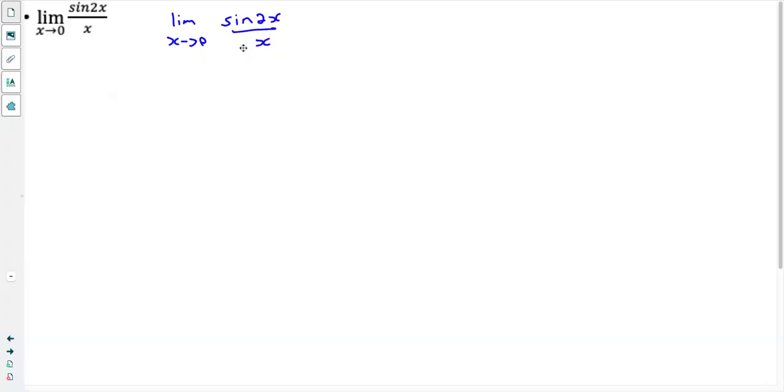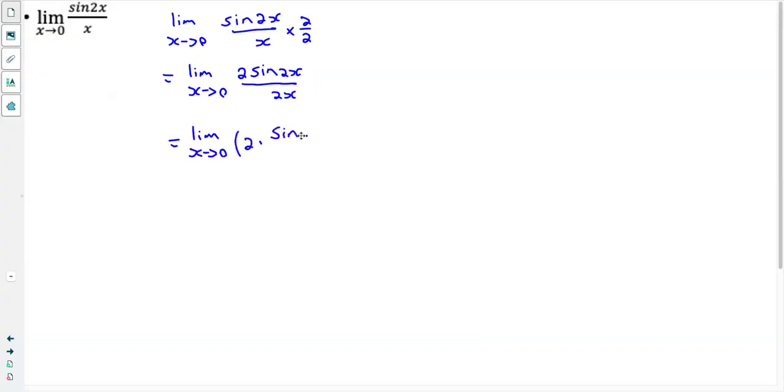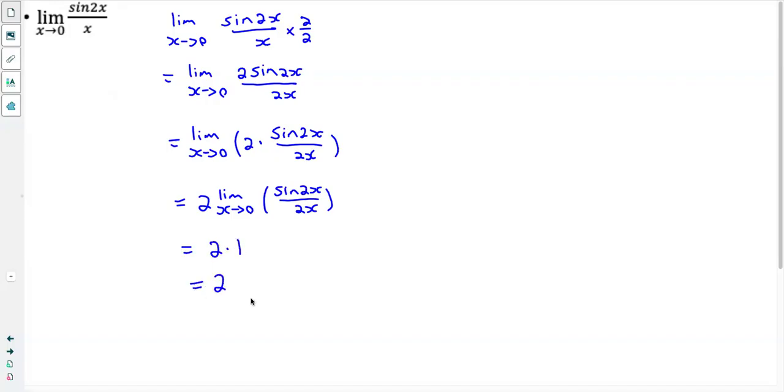Okay, so if we want a 2 down here, I'm going to have to multiply this by 2. But in order to not change the function, I have to multiply numerator and denominator by 2. So that's going to give us our limit as x goes to 0 of 2 sine of 2x over 2x. Now we can simplify this a bit because that's the same as our limit as x goes to 0 of 2 times sine of 2x over 2x. We can move this constant to front, so that's 2 times the limit as x goes to 0 of sine of 2x over 2x. Now we know from our rules that this equals 1, so this would be 2 times 1, so that gives us a value of 2.